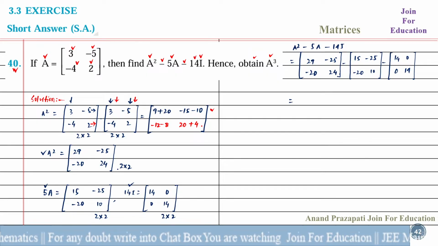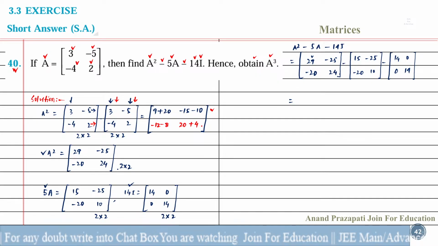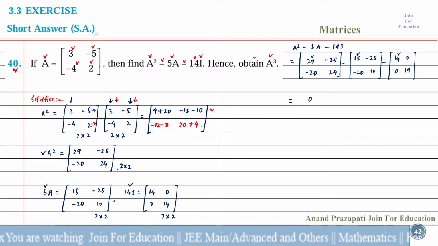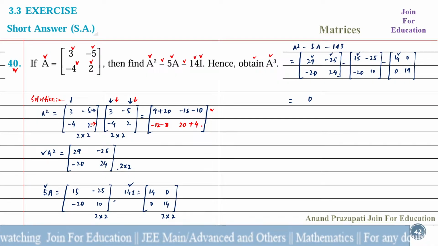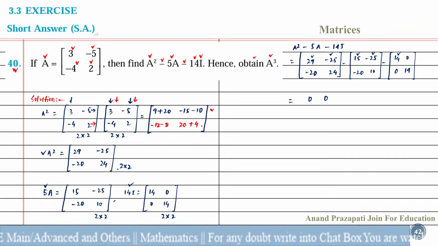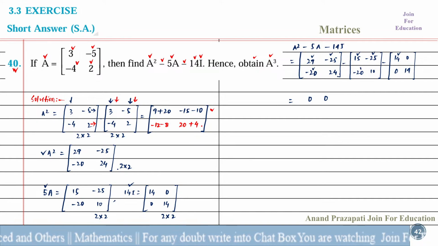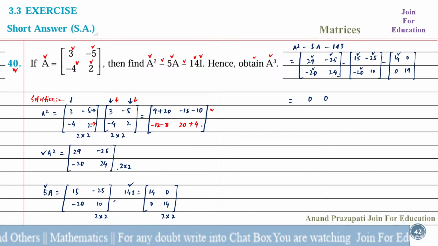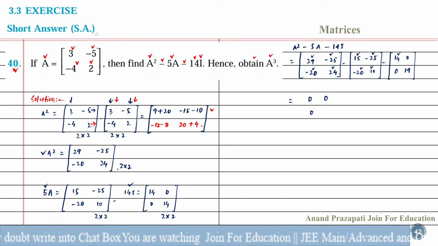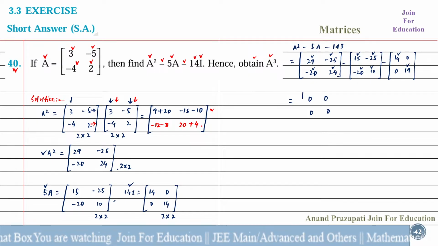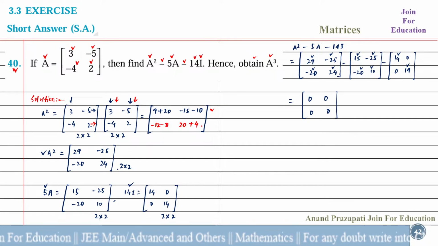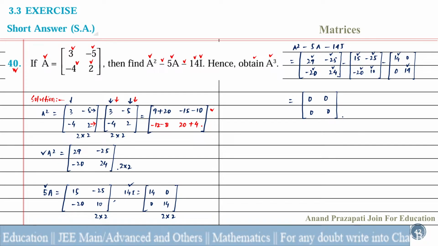Equal to, we get here 29 minus 15 minus 14 equal to 0, minus 25 plus 25 equal to 0, minus 20 plus 20 equal to 0, 24 minus 10 minus 14 equal to 0. So this is a null matrix or zero matrix. There is no problem to understand up to this step.